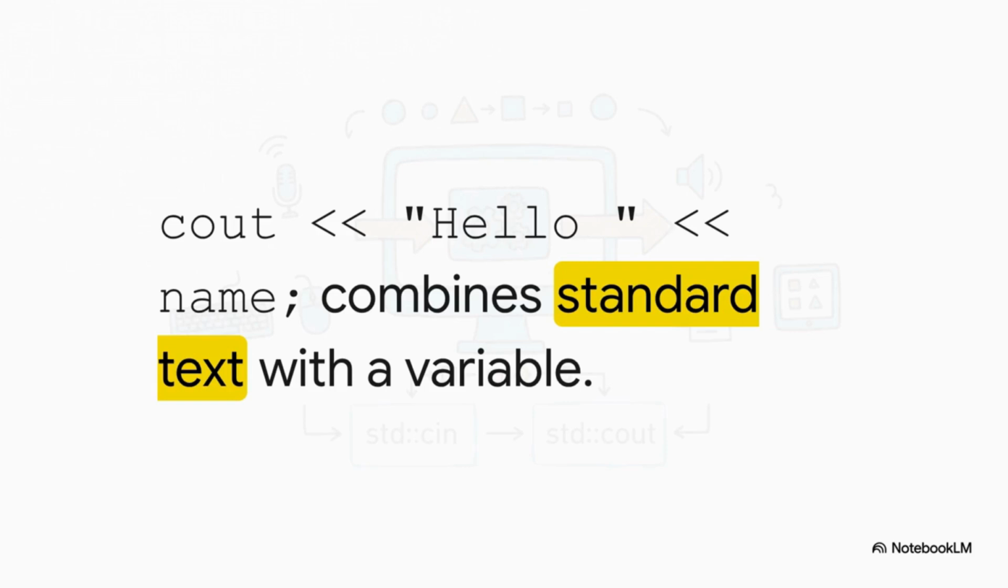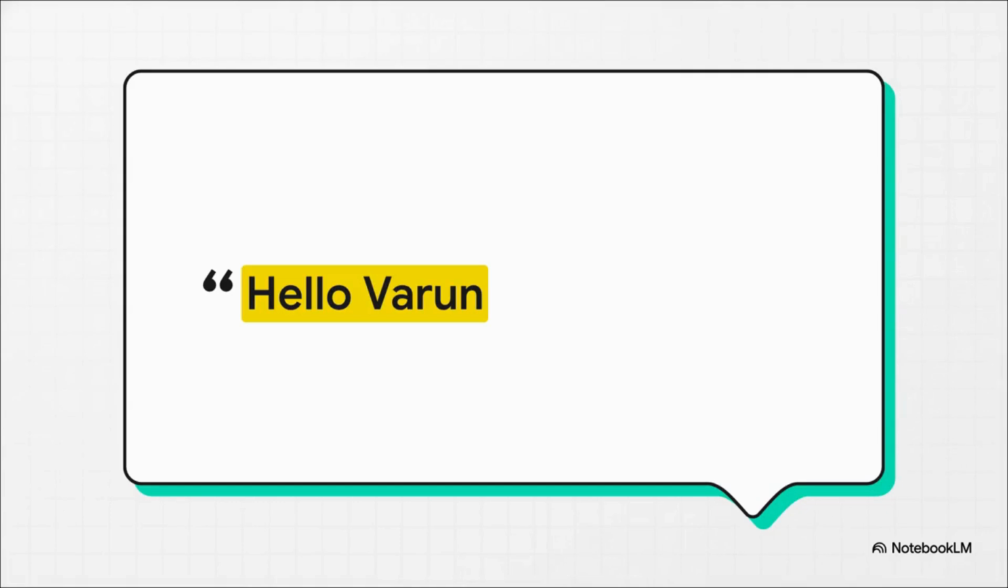Look at how we're using that insertion operator twice in a single line here. First, we funnel the hard-coded string Hello to the screen. Then right next to it, we funnel the actual contents of our variable. The compiler is completely smart enough to combine the standard text with our newly populated dynamic memory space. And boom, this is the final culmination of our entire data journey. If the user typed Varun into the keyboard, the monitor is going to flawlessly display Hello Varun.